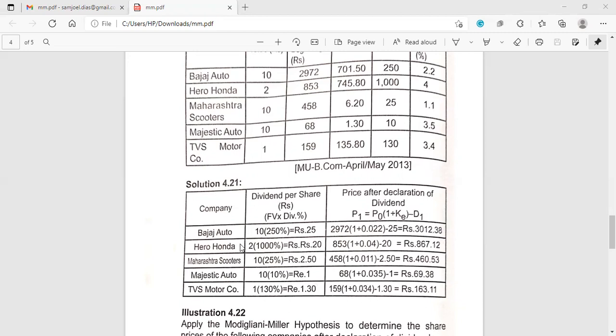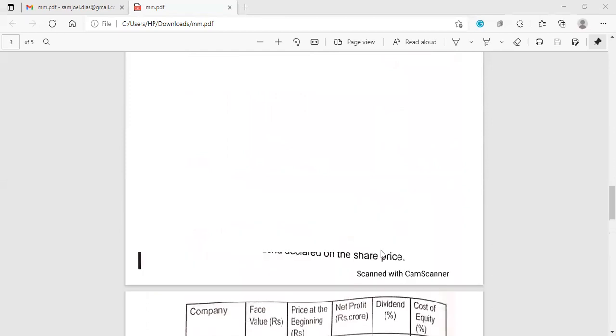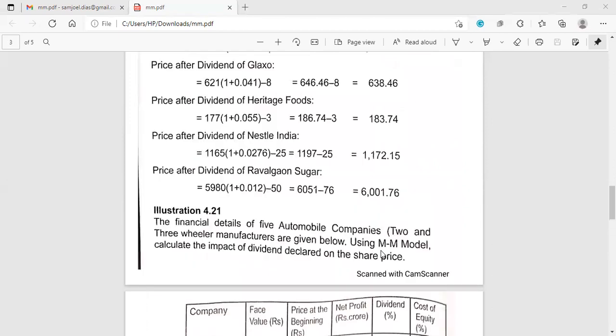Lastly, TVS Motor Company, the face value is rupee 1, percentage of dividend is 130%, that leads to rupee 1.30. The price after declaration of dividend for TVS Motor is rupees 163.11. So this is about the solution under the Modigliani and Miller model.